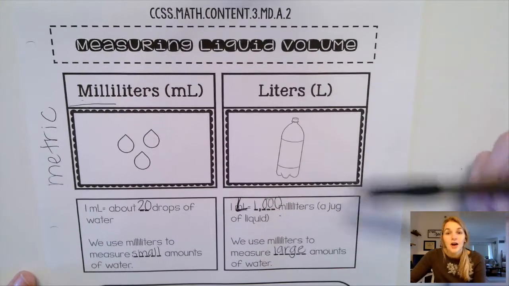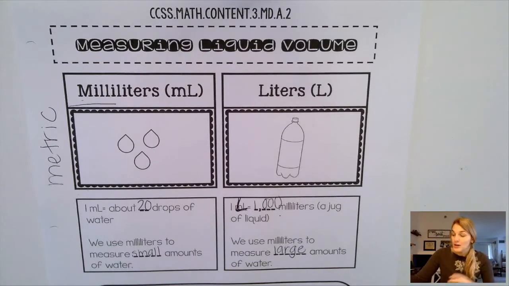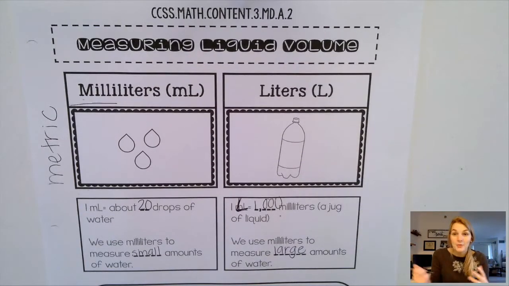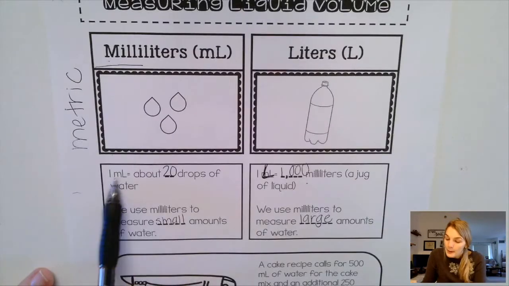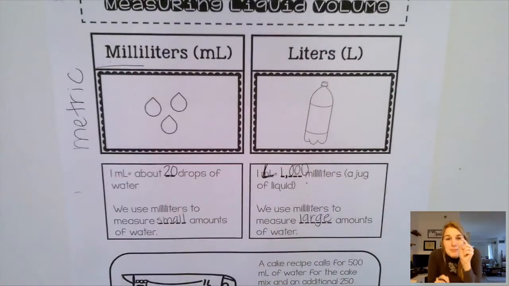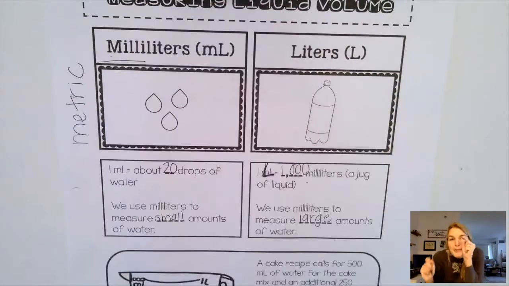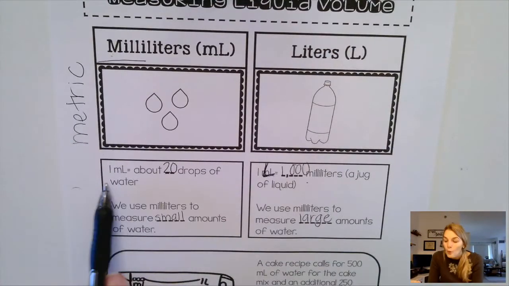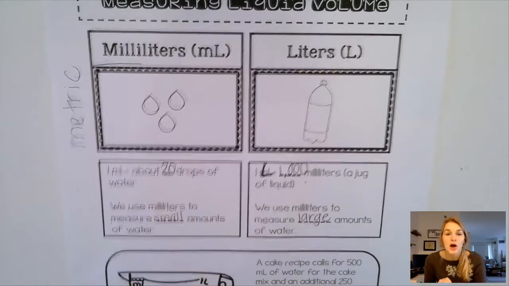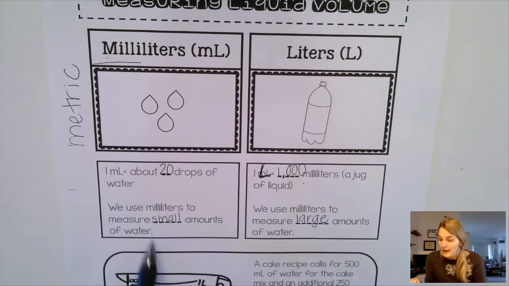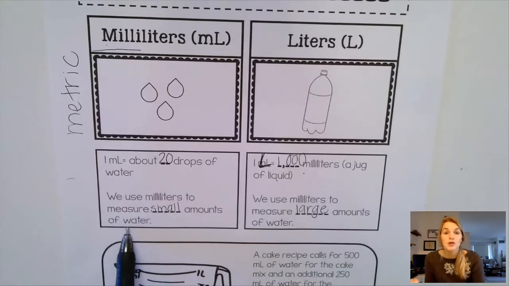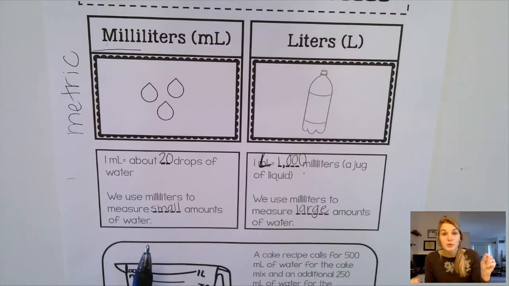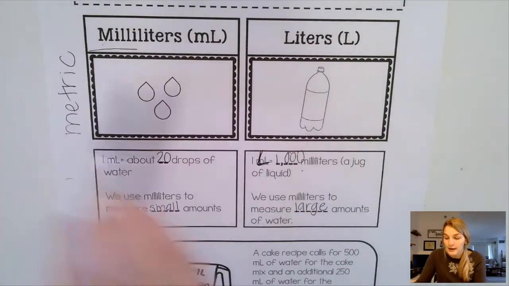Now, liters are large. When you order or pick up some Coke or Sprite, and it comes in that really, really big bottle, that holds 2 liters. So 1 milliliter, remember milliliters is many, that's how I try to remember it. M for many. 1 milliliter is about 20 drops of water. Now, we use milliliters to measure small amounts of water. So if you're measuring something really small, you're going to be calculating it in milliliters.